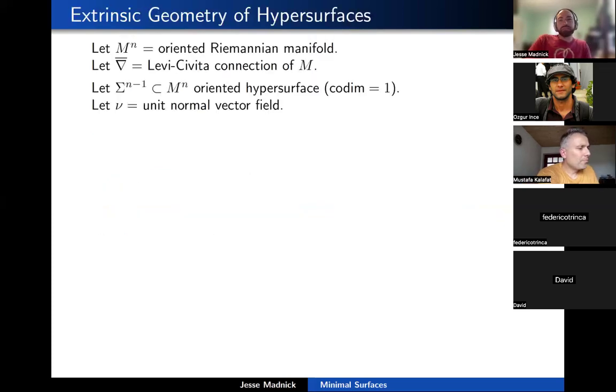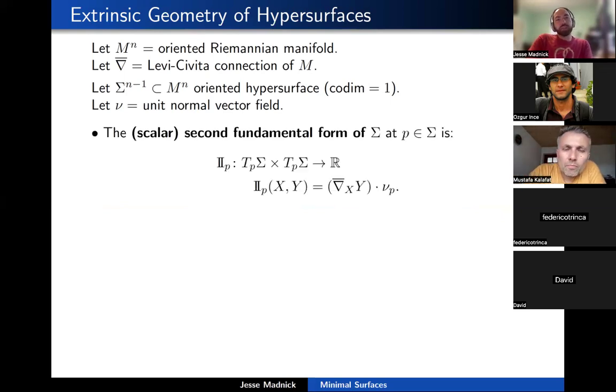Okay, so for now, let M be an oriented Riemannian n-manifold. Let nabla bar be the Levi-Civita connection on M, and sigma will be an oriented hypersurface. Okay, by hypersurface, I mean a submanifold of codimension 1. Okay, nu will denote the unit normal vector field.